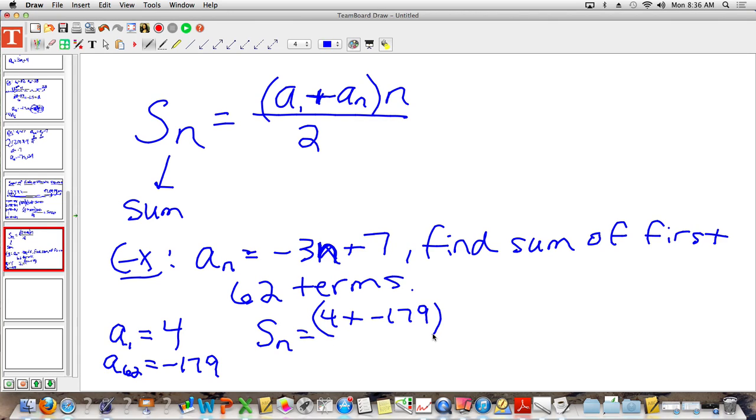You multiply that by the number of terms. How many terms are there? 62. And then you divide that answer by 2. So 4 plus negative 179 times 31 is really what you're doing. What is it? Negative 5,425.